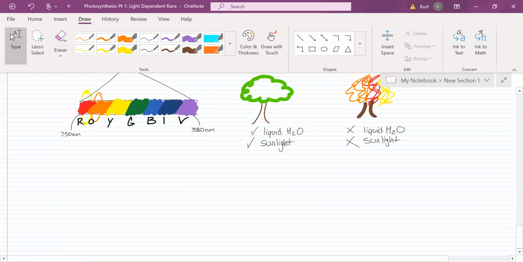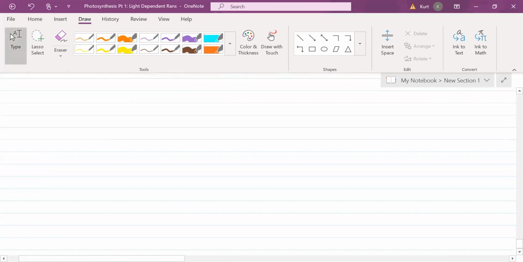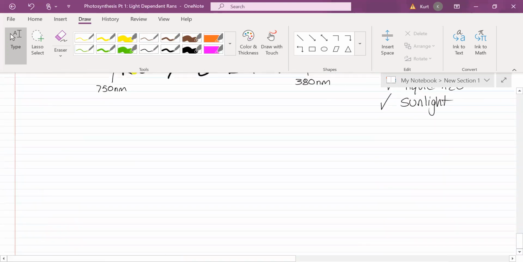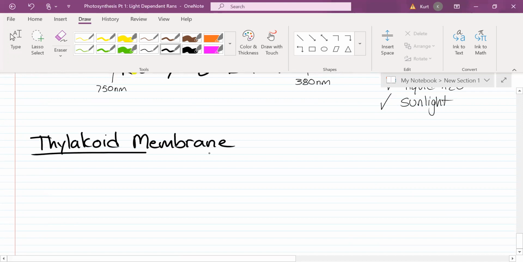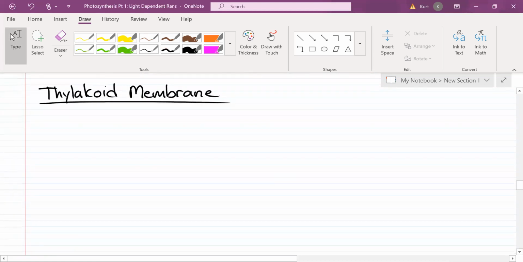All right. We have about 6 minutes left. So here's what we're going to do now. We're actually going to go to the site of the light reactions, and that's going to be the thylakoid membrane. This is where we will pick up tomorrow. Just like we drew the electron transport chain in cell respiration, we're going to draw the electron transport chain that is in the light reaction.